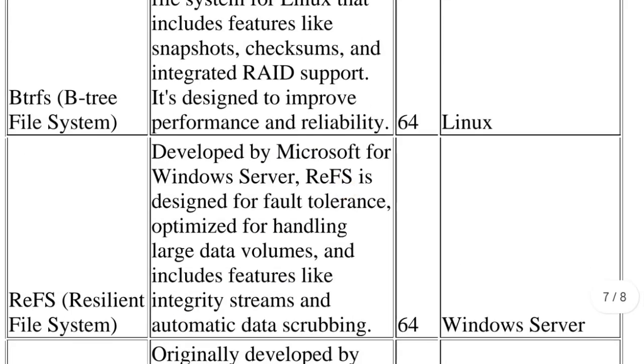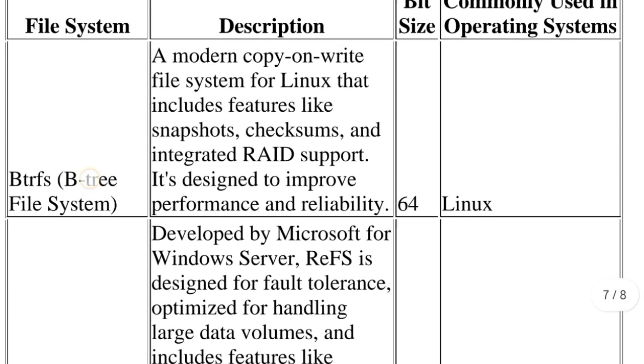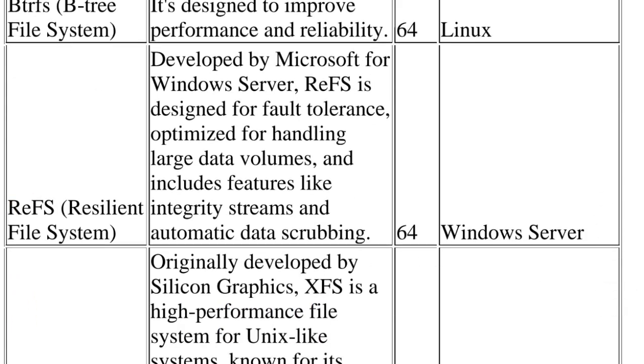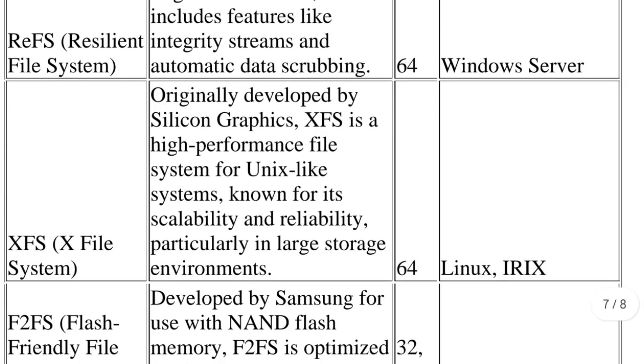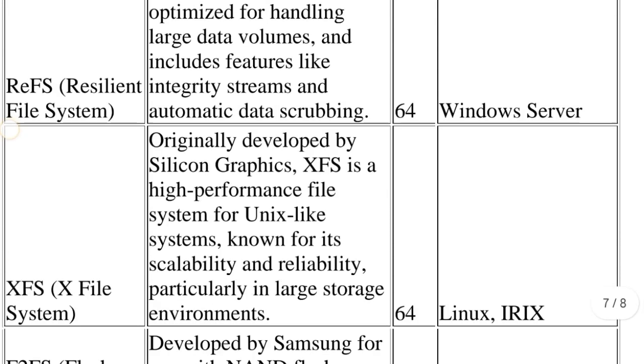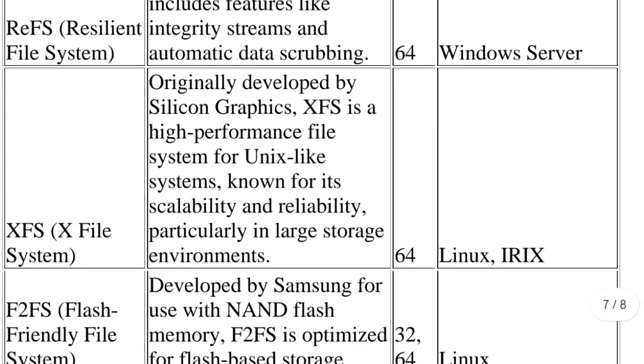Then another one is BTRFS, that is the B-tree file system. This is also for Linux and it has a 64-bit size. You can study the description here. Then another one is ReFS, Resilient File System. This is developed by Microsoft and used for Windows Server, okay. It also has a bit size of 64 bits. You can study the features here such as integrity streams and automatic data scrubbing. The next one is XFS, X file system. This is developed by Silicon Graphics and it is used for Linux and IRIX operating systems, okay. It has a 64-bit size.